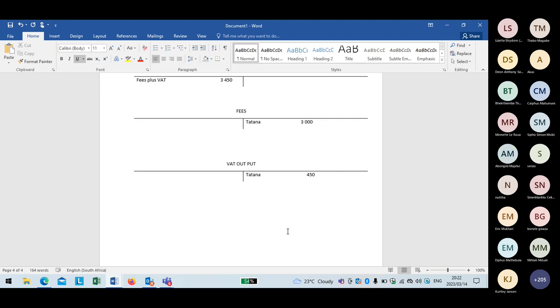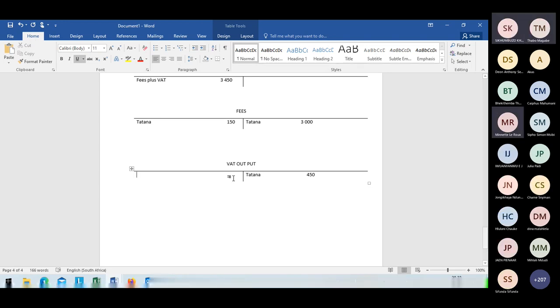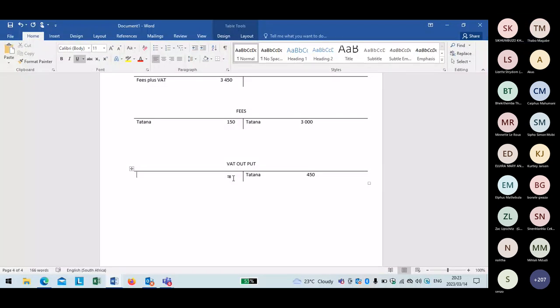Debit. Do we debit fees or do we credit fees? On giving a discount, do we debit or credit? We debit. The initial fee was credited, not so? How much are we debiting? 150. Can we go to VAT now? Yes. On VAT, do we debit or do we credit? We debit. And our narration is the same, not so. Okay. How much are we debiting?